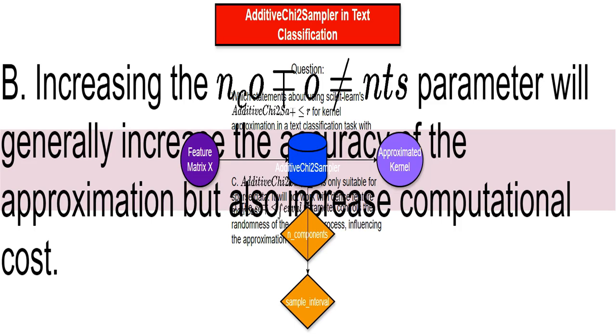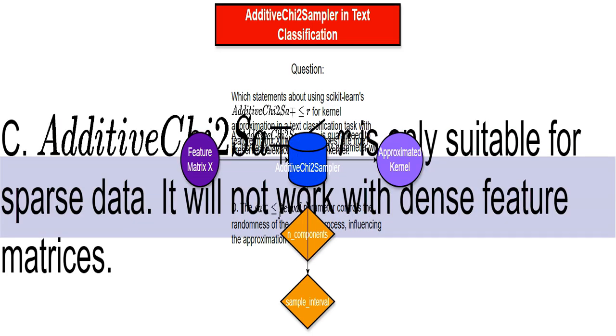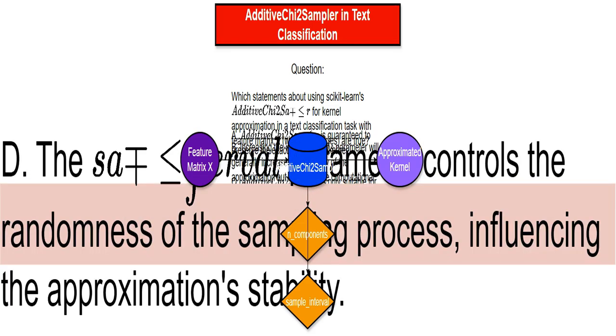But that improvement comes at a price. More computing power and time. Statement C is incorrect. AdditiveChi2Sampler can handle both sparse, lots of zeros, and dense, fewer zeros, data. Although it is more efficient with sparse data. The _sample_interval parameter affects how randomly the algorithm picks features, influencing how consistent my approximation will be. A smaller _sample_interval increases stability, but it might make my code slower.